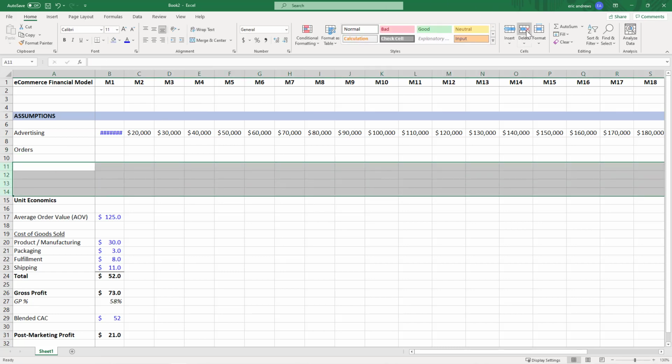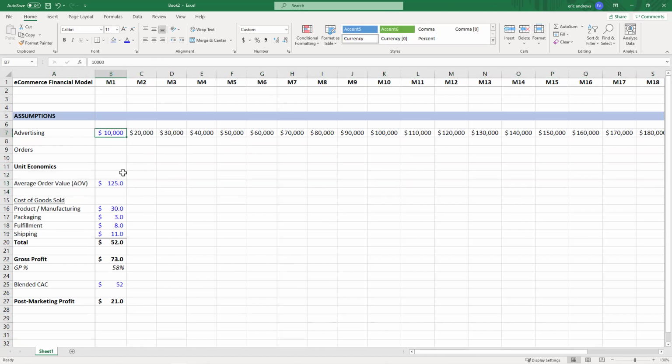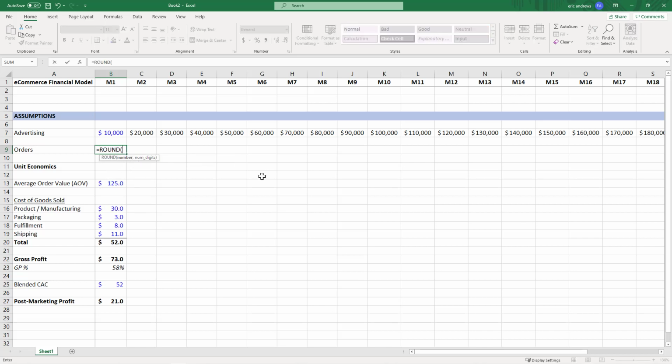Well, we know the average marketing cost per order. We know that that's $52. So if we spend $10,000 and every $52 we get a new order, all we have to do is, and I'm using the round function because I want a whole number, take 10,000 and divide it by your blended customer acquisition cost, or we call blended CAC, and round that to zero digits. So if we spend $10,000, we should get 192 orders, because 192 times $52 per order in marketing equals roughly $10,000. But we rounded this number, so it's not exact.